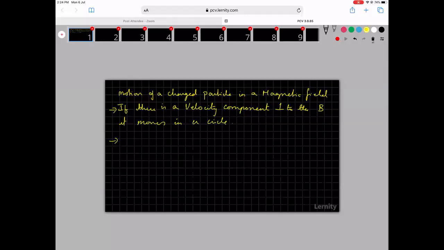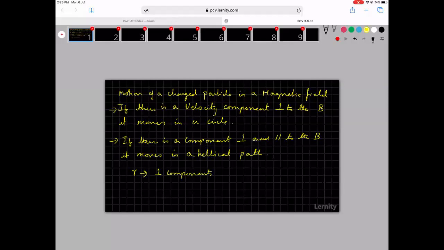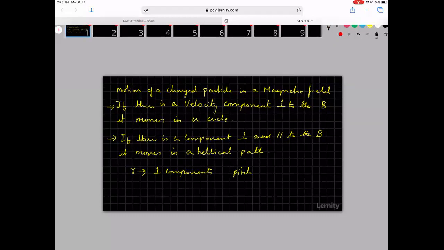Next, I think I was also able to tell you that if there is a component perpendicular and parallel to the B, then it moves in a helical path. So I explained to you that the radius is because of the perpendicular components. Then the pitch of the helix depends on the parallel component.